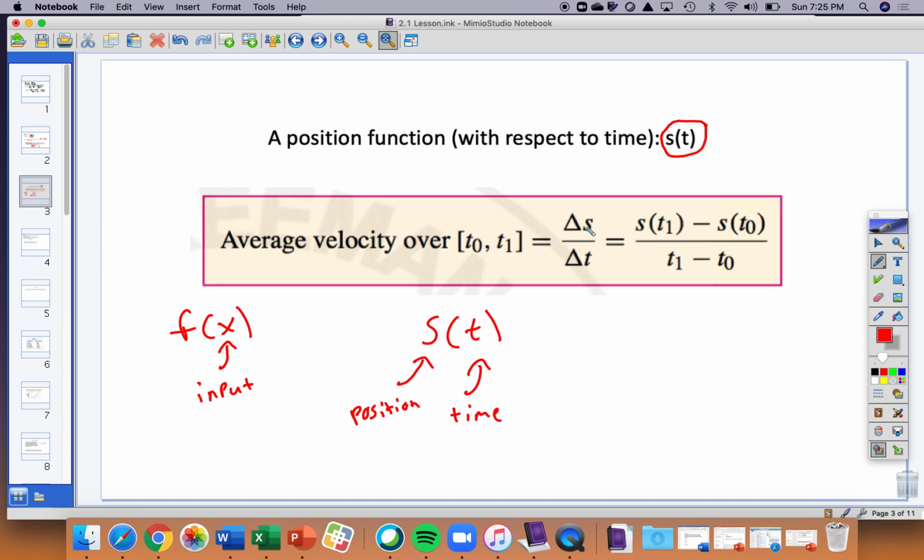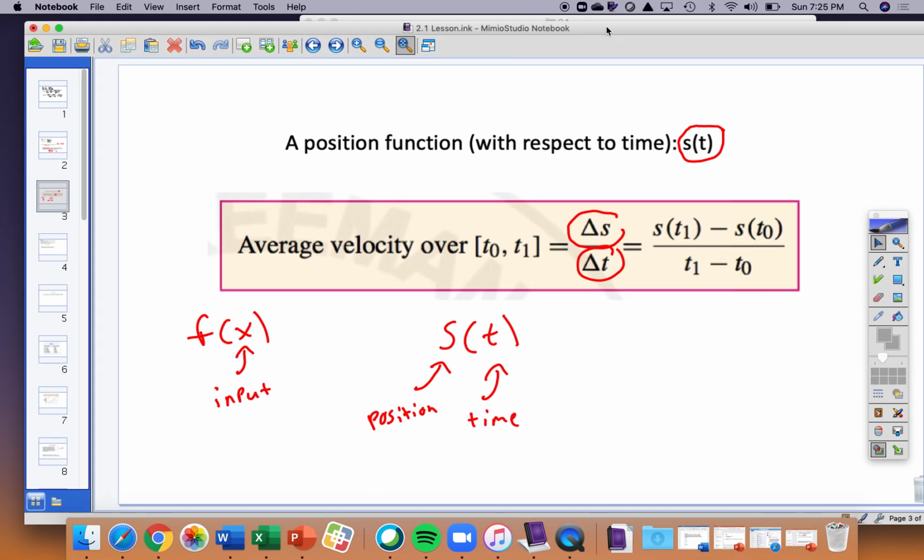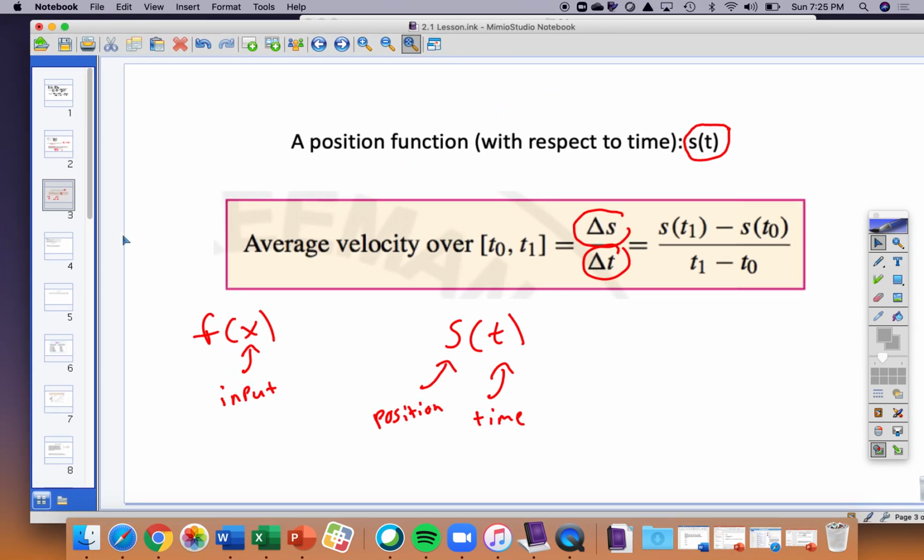So instead of it being delta y over delta x, they call it delta s over delta t. And that's the average velocity over some time interval. So instead of using x's and y's, they use t's and s's. And you'll see it in physics, you'll see it in calculus. So just get used to that notation.